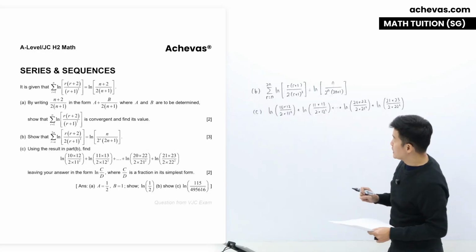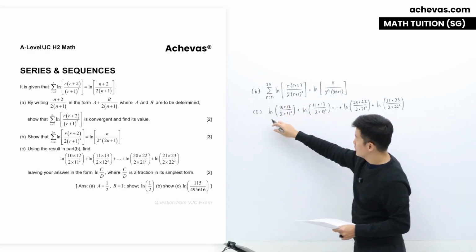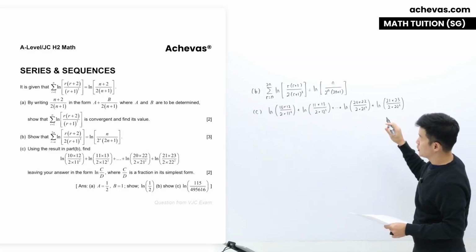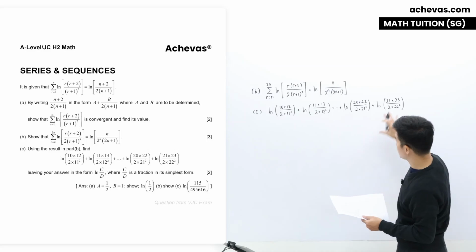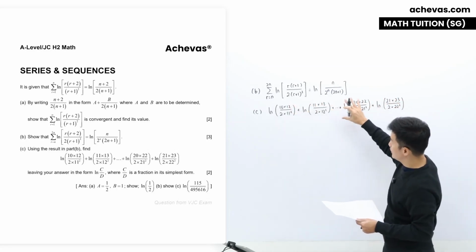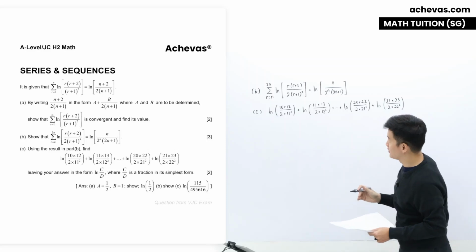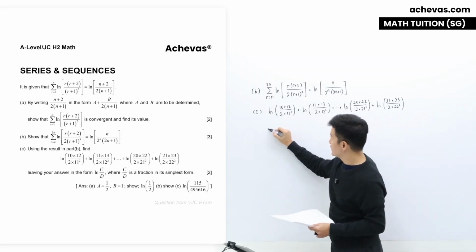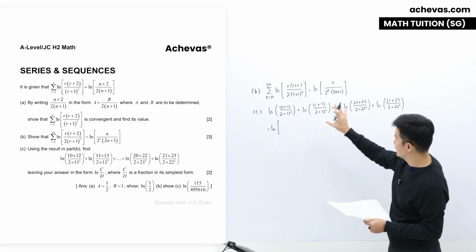Okay, in part C, we need to make use of the previous result from part B to evaluate this. So I guess the first thing that we probably should try to do is to re-express this into a sigma notation that is as close to this as possible. And to do that, we can try to do a quick re-expression of the individual terms here.